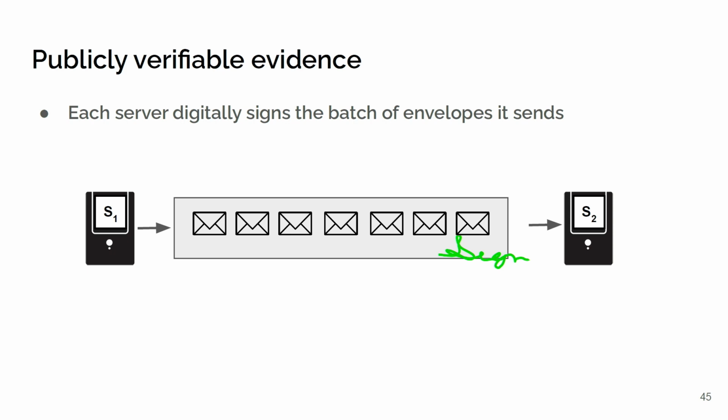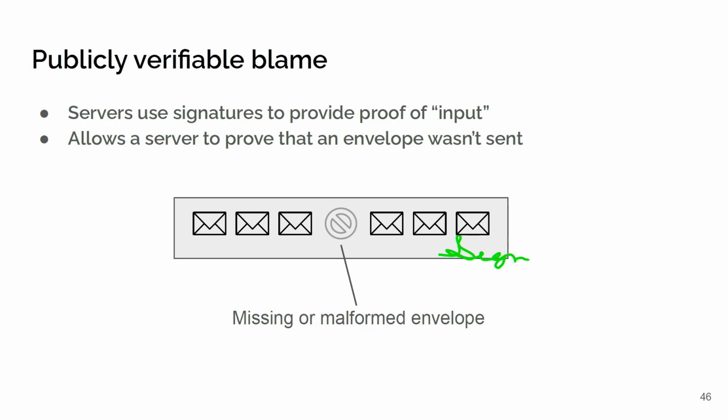So if server 1 sends 7 envelopes to server 2, it's going to sign the concatenation of these envelopes along with it. And what this will allow us to do is that servers will be able to prove what the input they received was. So as a server, I can prove my input, and then I can prove that I performed the correct actions given that input. And so here I could prove that an envelope was missing or malformed, because it won't be present in the signed message I received.